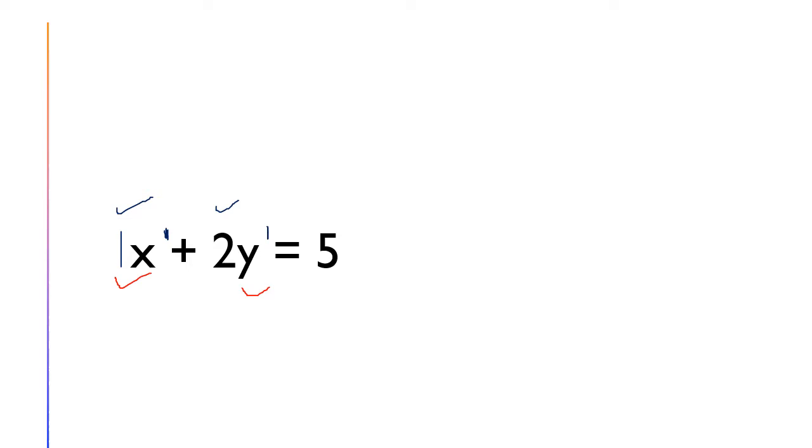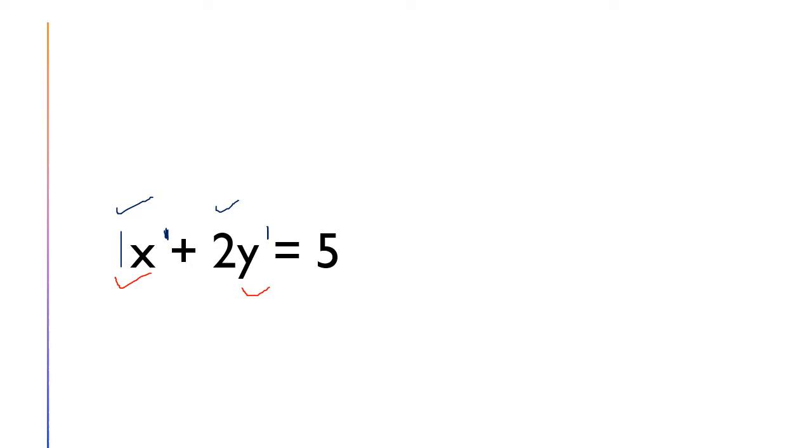Linear equation in two variables. Which are the two variables here, children? The two variables in the equation are x and y. So that is why such equations are called linear equations in two variables, where linear stands for the highest power 1, and two variables means you will have two alphabets in the equation.